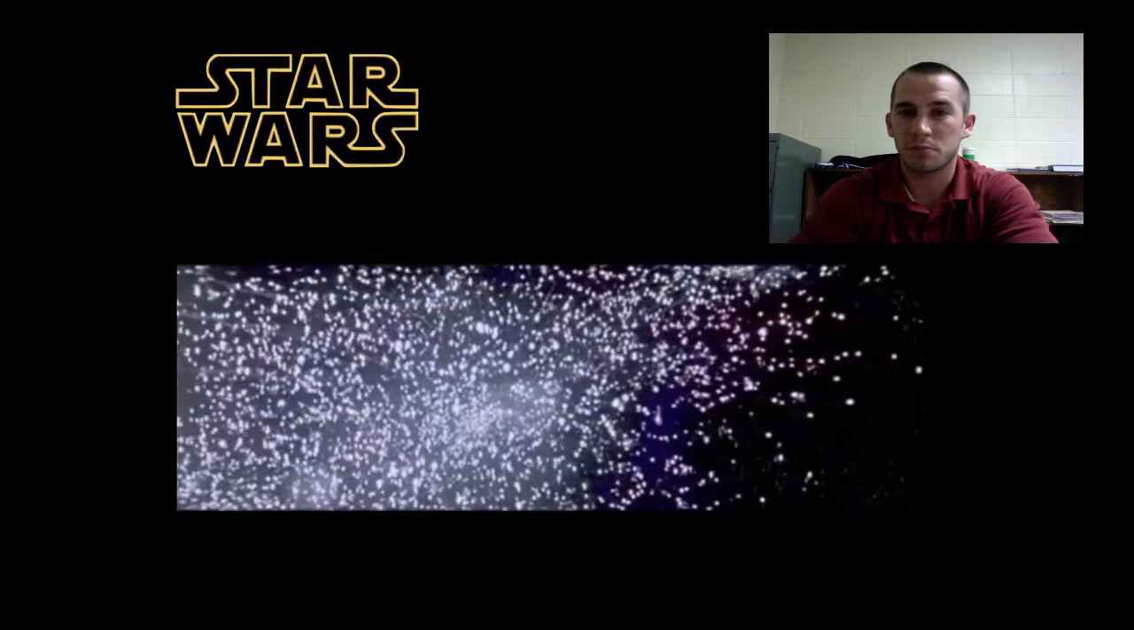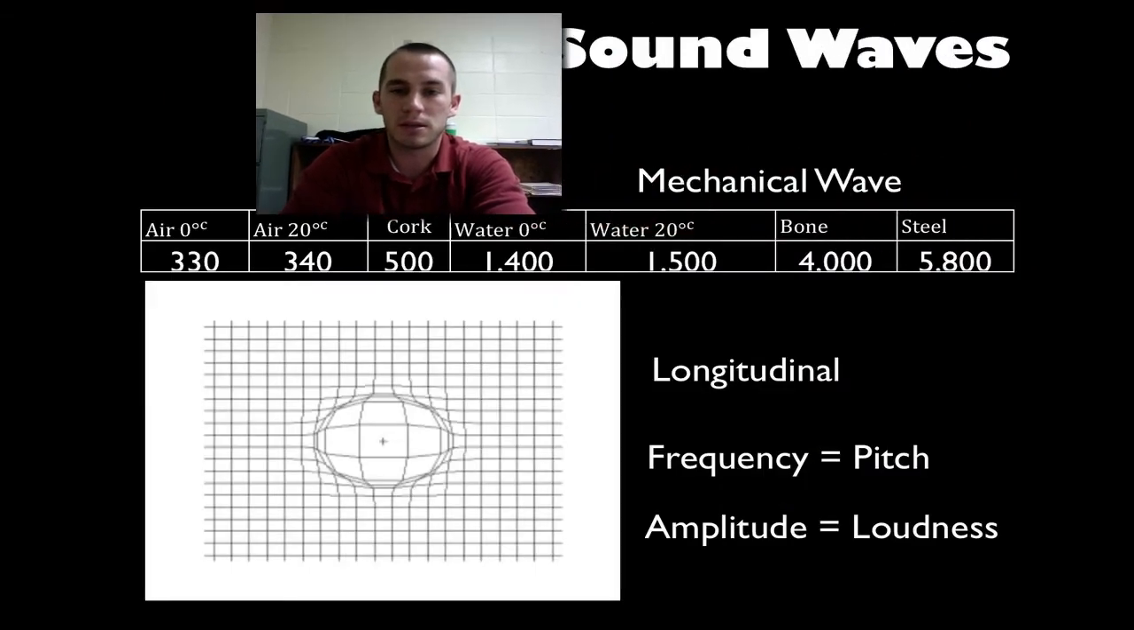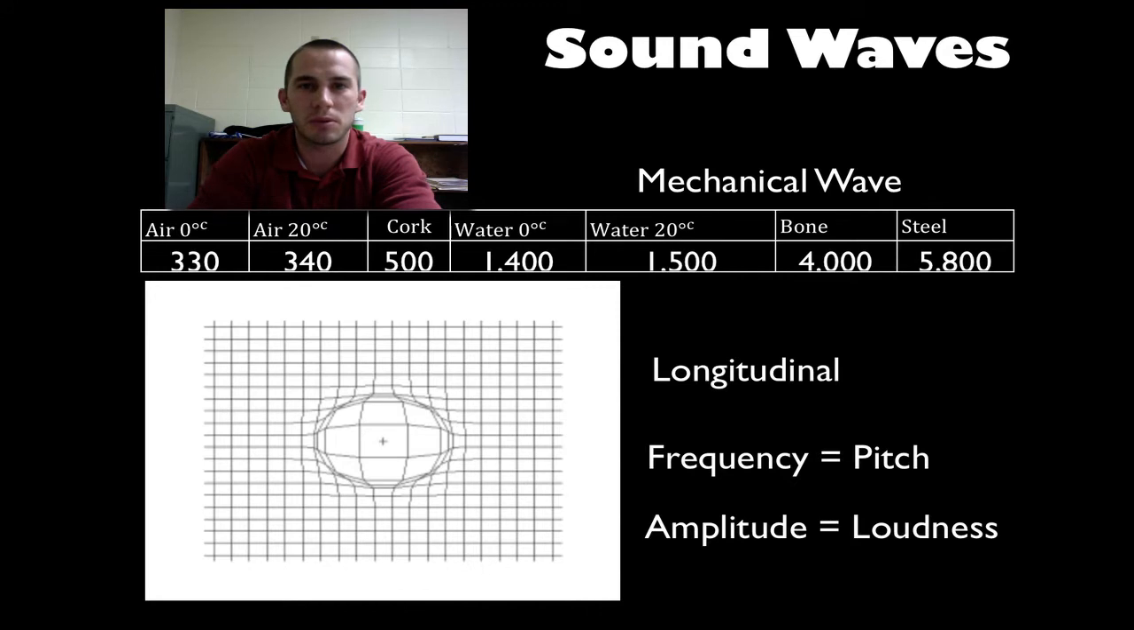So why can't we hear the Death Star explode? It's simply that the sound doesn't have anything to travel through. That's probably one of the misconceptions people have about sound, that it can travel through outer space, and that's probably because we watched a lot of movies.